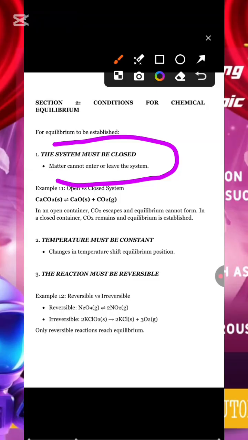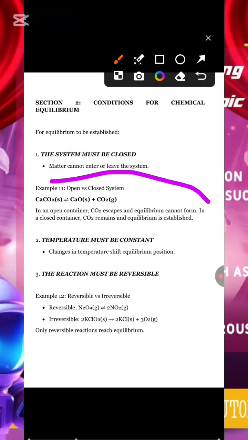Okay, now take a look at this example right here, example 11, to illustrate how important the closed system can be. Now, you can see the reaction right there. That's the decomposition of calcium carbonate. I'm talking about this particular reaction right here. It decomposes to form calcium oxide and carbon dioxide.